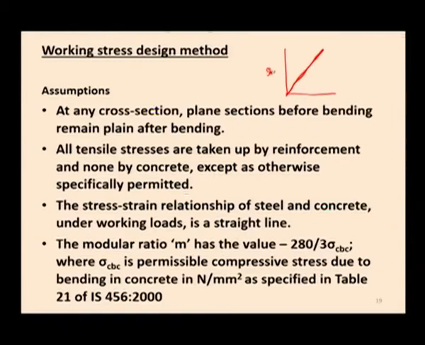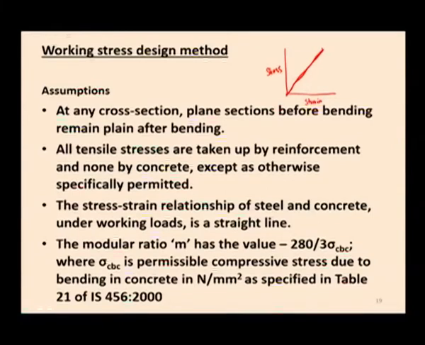This is the stress and this is the strain. They are taking it as linear. It is considered linear: stress is directly proportional to the strain. So, that is why they have considered only up to this elastic limit. This is the point where the material reaches its maximum permissible value. So, that is why they have designed up to there. That is why the stress strain relationship of concrete and steel under working load is considered as a straight line.